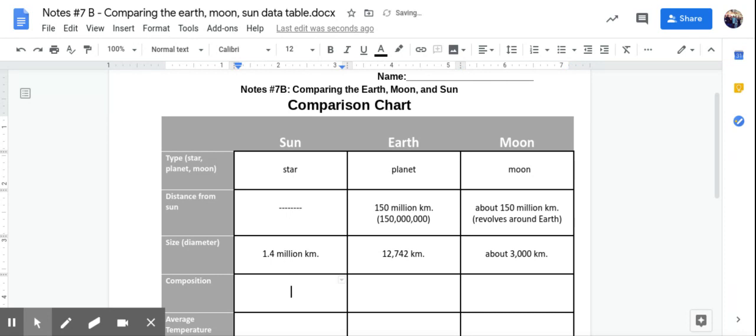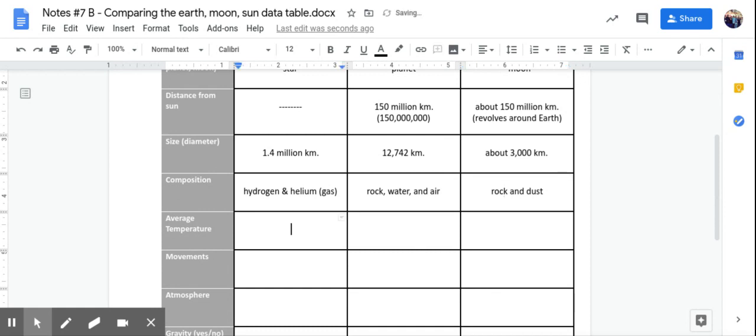Next row says composition. This is what the object is made out of. The sun is made out of mostly hydrogen and helium, which are two types of gases, okay, which are what burn and create the light that we get from the sun. The Earth is composed of three different things: rock, water, and air, or multiple combinations of those. The moon, however, does not have air, does not have water. It is mainly composed of rock and dust, which really dust is just tiny particles of rock. So that would make sense.